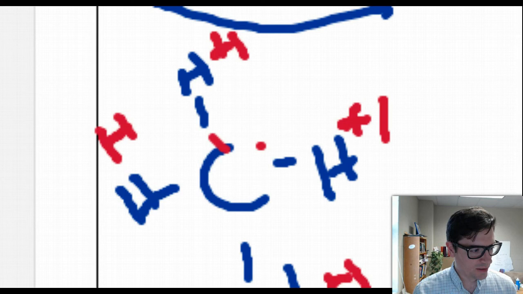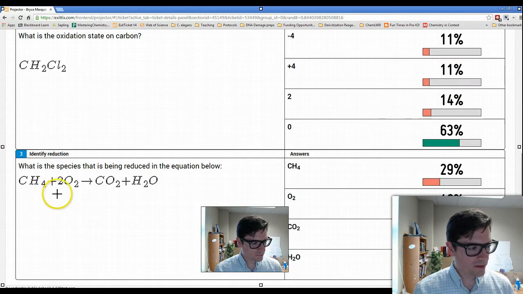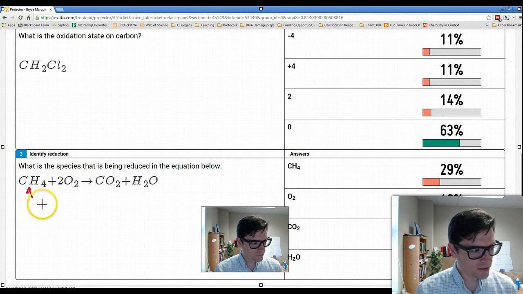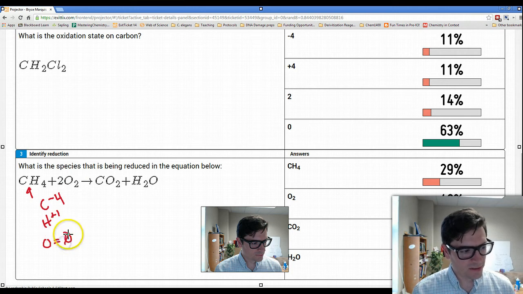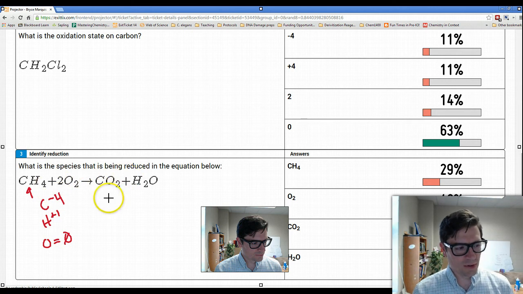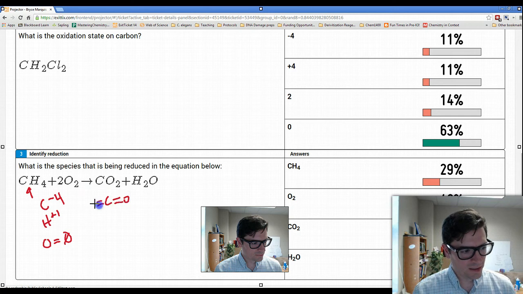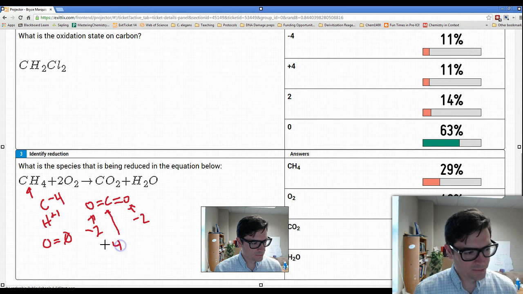Whoa, okay, it just zoomed in for no apparent reason, huh? Okay, I don't know what that snafu was, but our carbon is going to be -4 here. Our hydrogen is going to be +1. And our oxygen, since this is the elemental state, is 0. Alright, so that's the reactant side. If you look at the CO2 here, we did this one in class, and we saw that these oxygens are -2 here, and that the carbon is therefore +4.